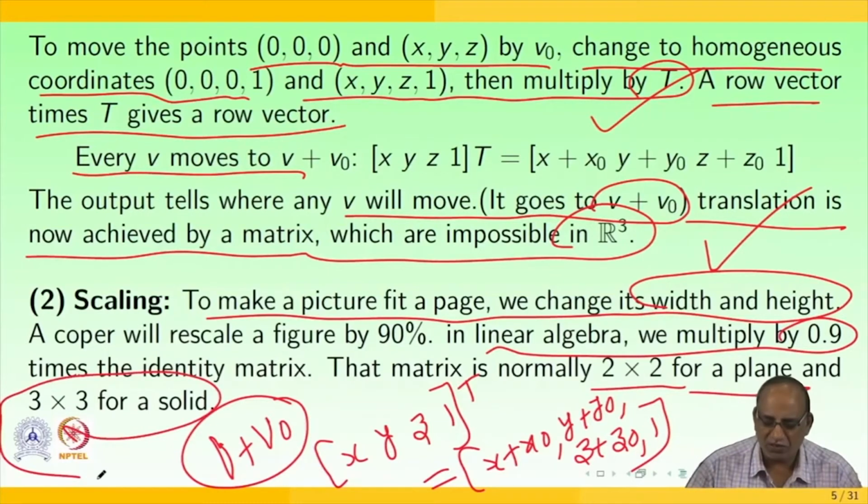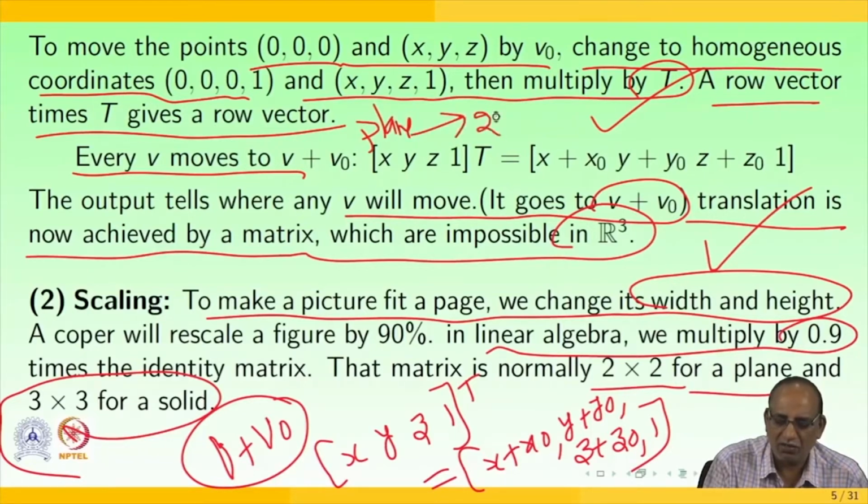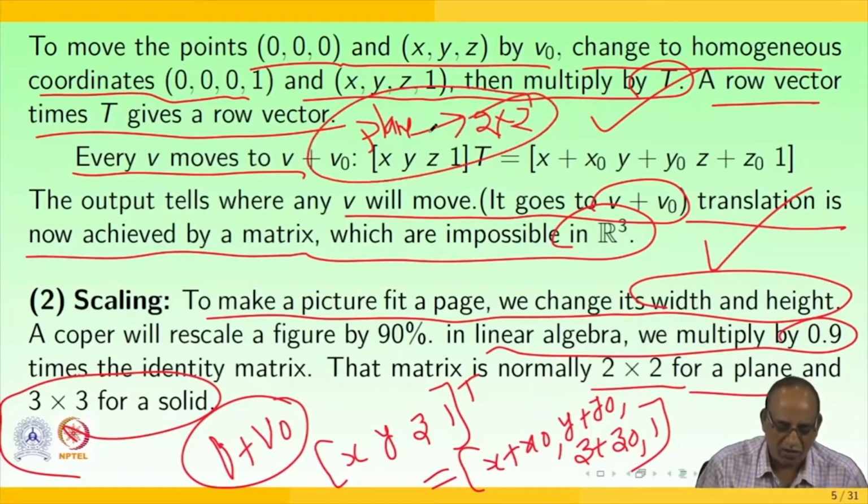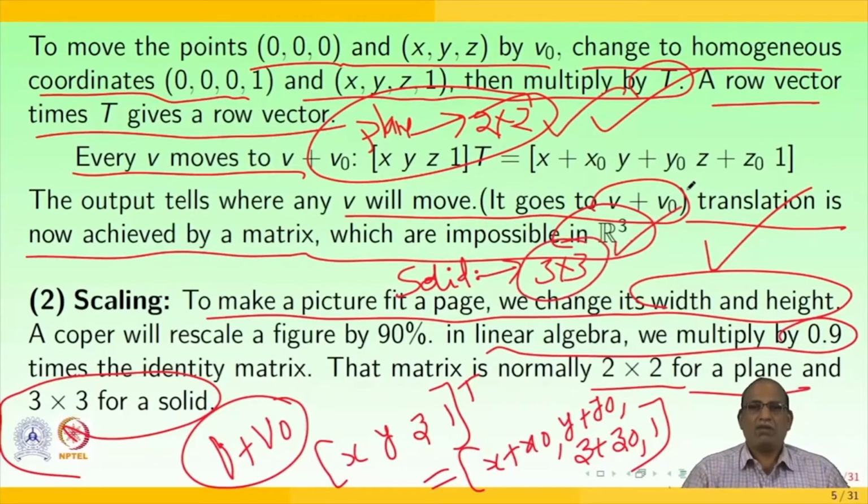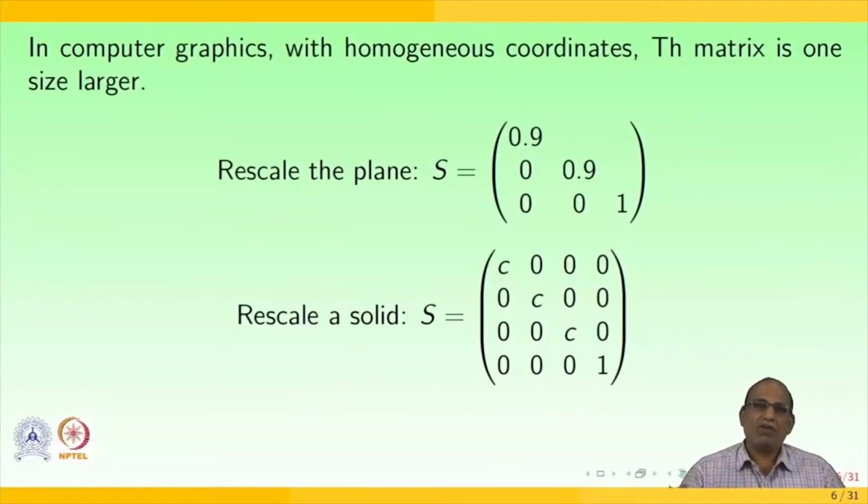That matrix is normally 2 by 2 for a plane and 3 by 3 for a solid. For the plane case, it is 2 by 2, and for the solid case, it is 3 by 3. In computer graphics with homogeneous coordinates, the matrix is one size larger.